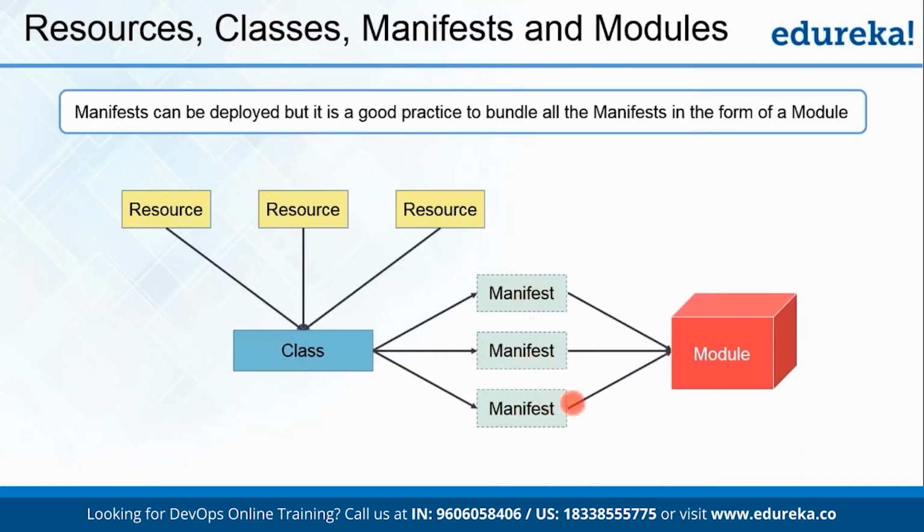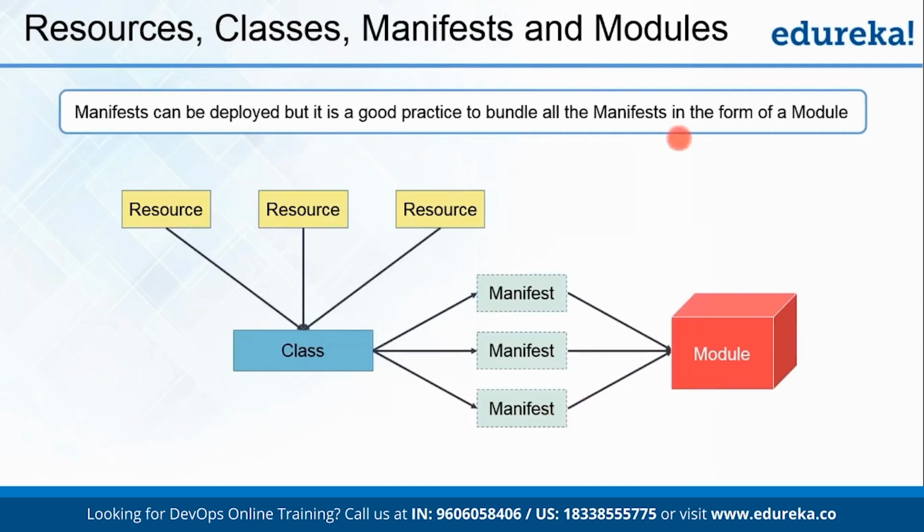Now, let me tell you guys, it is not mandatory that you combine the resources and define a class. You can deploy the resources directly. It is good practice to combine the resources in the form of classes, because it becomes easier for you to manage. The same goes for manifests as well, and I'll tell you how to do that too. You can write Puppet code and deploy that onto the nodes. At the same time, it is not necessary to bundle the manifests in the form of modules. But if you do that, it becomes more manageable and more structured, so it becomes easier for you to handle multiple manifests.